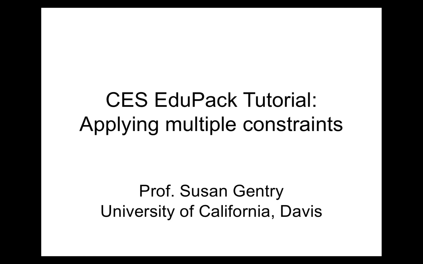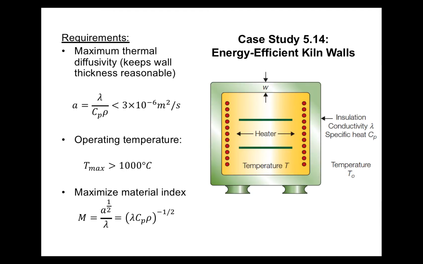This tutorial video will provide you an example of how to apply multiple constraints with different steps within CES EduPack. The example we will look at is case study 5.14 from the Ashby textbook on energy efficient kiln walls. So here I've given you a picture of the schematic.